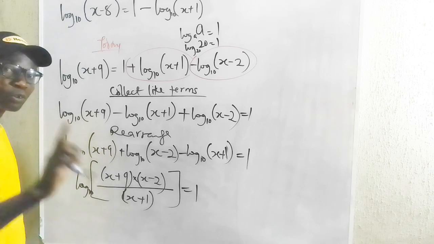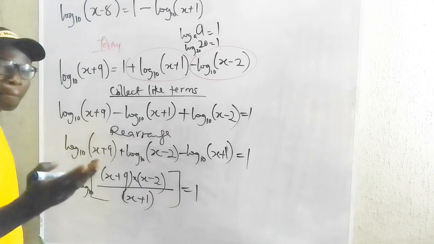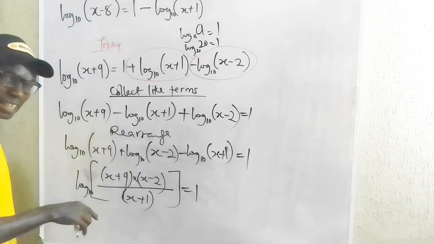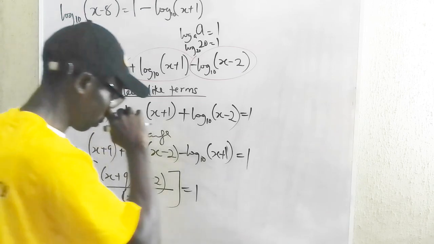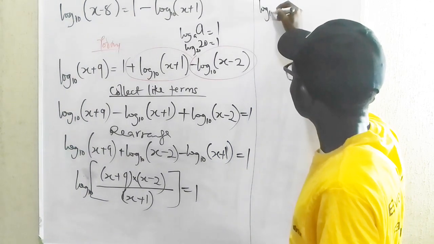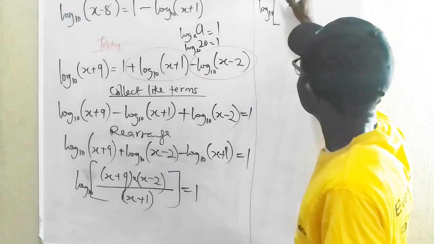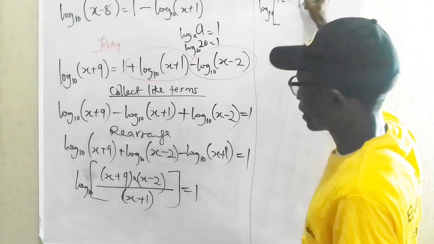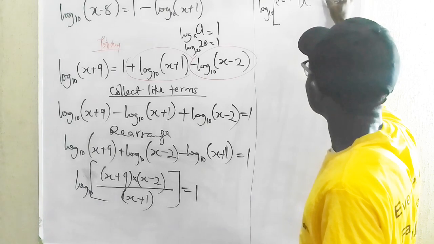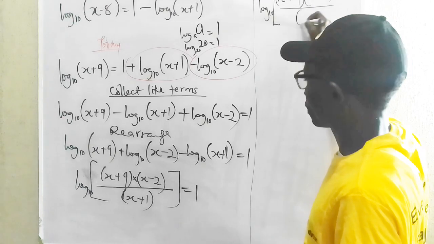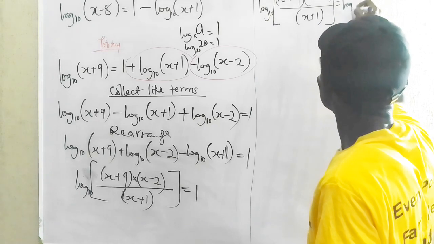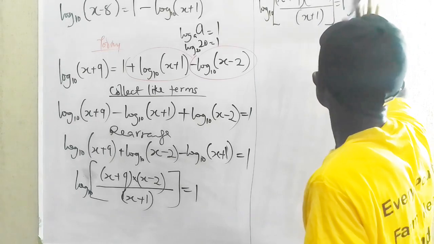Why did I choose 10? It's because this is already a 10, so we want it to match with this. So this is actually going to become log 10 in base 10. So what you're going to have, let me bring it here, is log in base 10 of x plus 9 in brackets, x minus 2, over x plus 1, and then this will now become log in base 10 of 10.